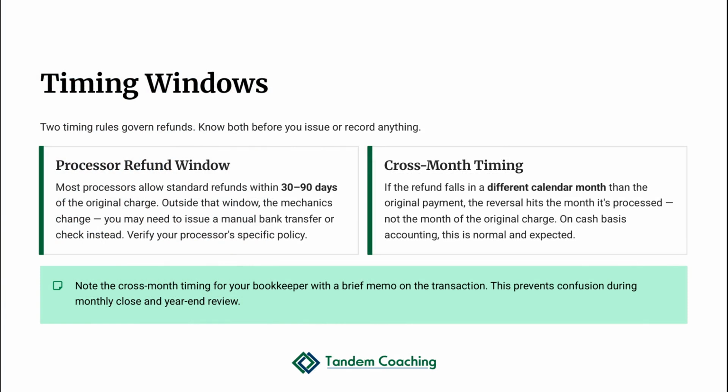Timing windows matter because the calendar month the refund posts to is the month the books recognize the reversal, regardless of when the original charge landed. Standard processor refund windows run 30 to 90 days from the original charge. Past that window, the processor may require a different mechanism, direct bank transfer instead of card credit, and the book's treatment changes to match. The other timing trap is the month boundary. A January charge refunded in March reduces March revenue, not January. On cash basis, this is the correct treatment, but tell your bookkeeper if it distorts a monthly P&L you report on.